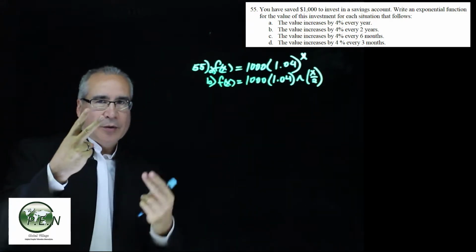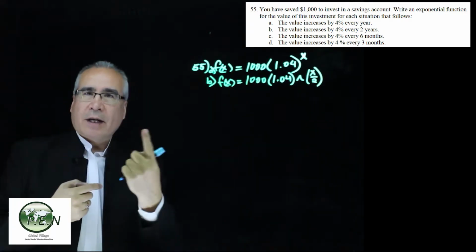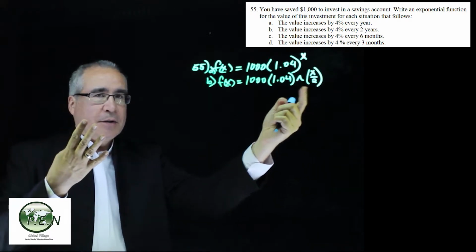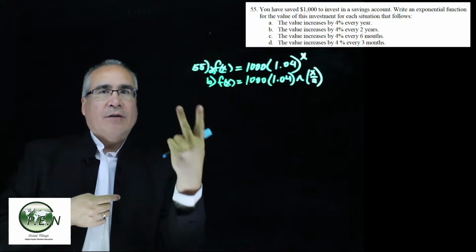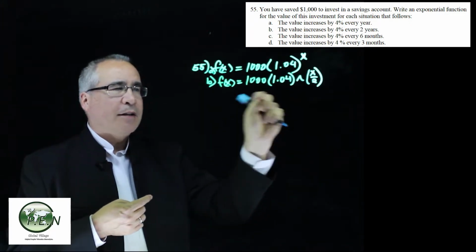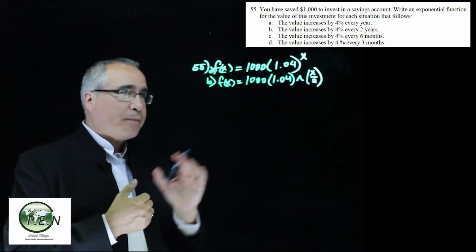In 2 years, 2 divided by 2 is 1. You got 1 growth. In 4 years, 4 divided by 2, that's 2. You got 2 growths in 4 years. So every 2 years you get this 4% in growth. Not every year.